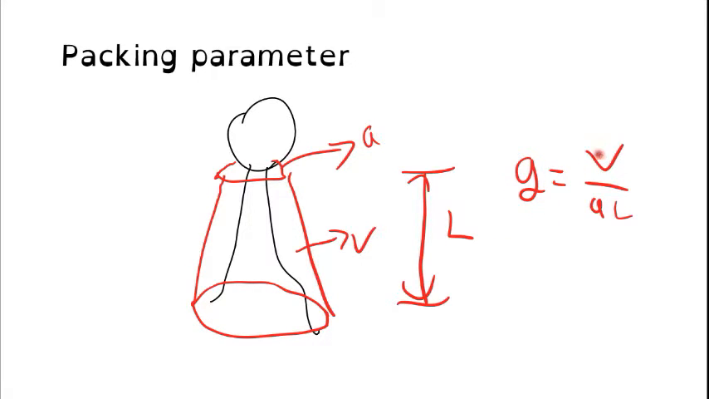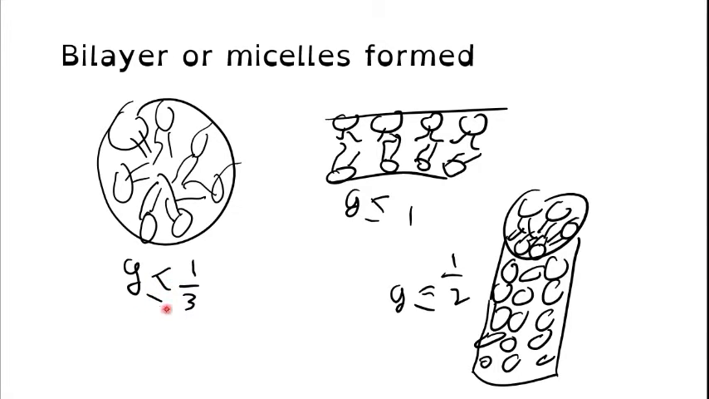G is equal to the volume of the hydrocarbon tails divided by the critical length, which is L, times the effective area of the head. Now, if G is less than or equal to 1/3, we get a sphere. If it's less than or equal to 1, we get a linear bilayer. And if it's less than or equal to a half, we get a cylinder.